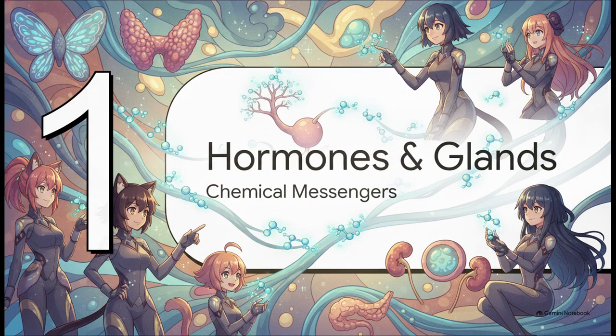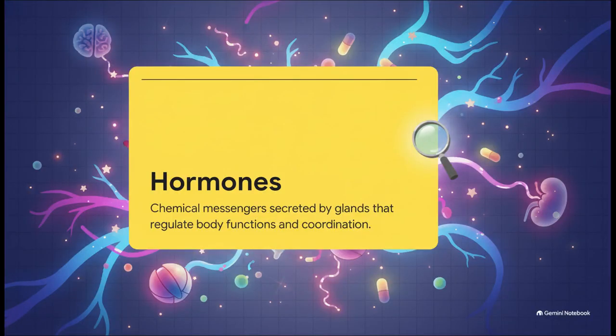Animal hormones and glands. So you can think of hormones as highly specialized chemical messengers. They're secreted by specific structures in our body called glands, and basically, our body uses these chemicals to send urgent instructions to different organs. You see, instead of using electrical impulses like the nervous system does, this system relies on chemicals flowing right through your bloodstream to deeply regulate things like your growth, metabolism, and overall coordination.